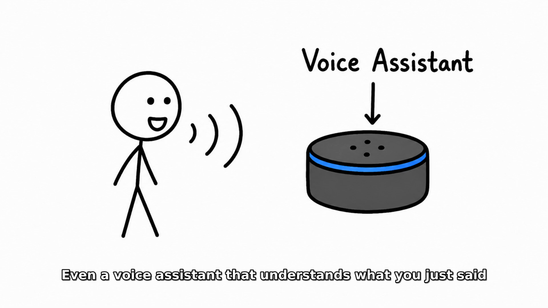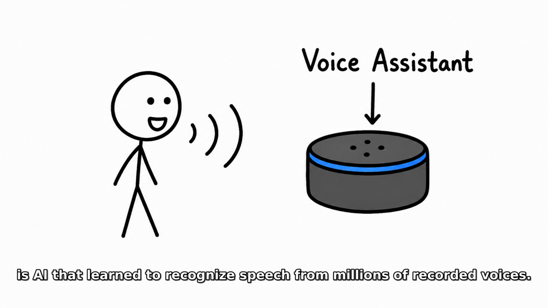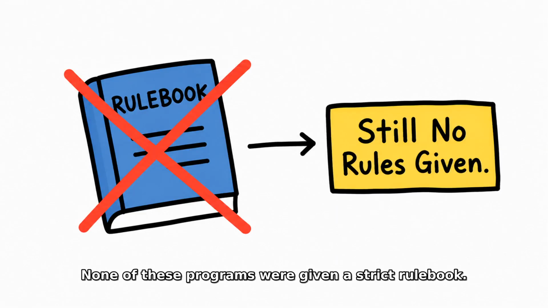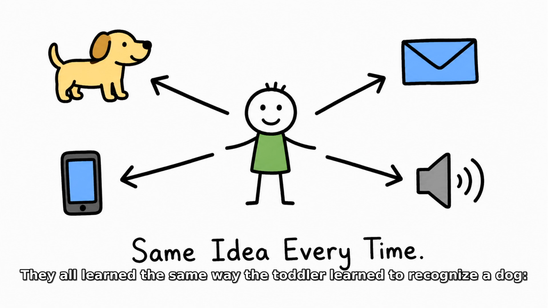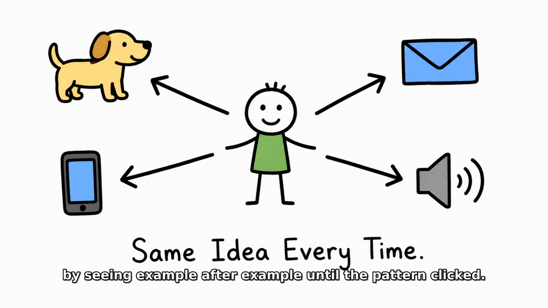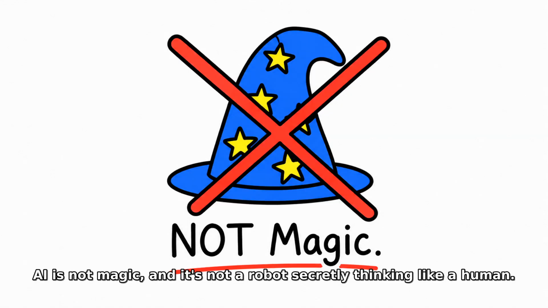When a music app suggests a song it thinks you'll like, that's AI that learned your taste from what you've played before. Even a voice assistant that understands what you just said is AI that learned to recognize speech from millions of recorded voices. None of these programs were given a strict rulebook. They all learned the same way the toddler learned to recognize a dog, by seeing example after example until the pattern clicked.